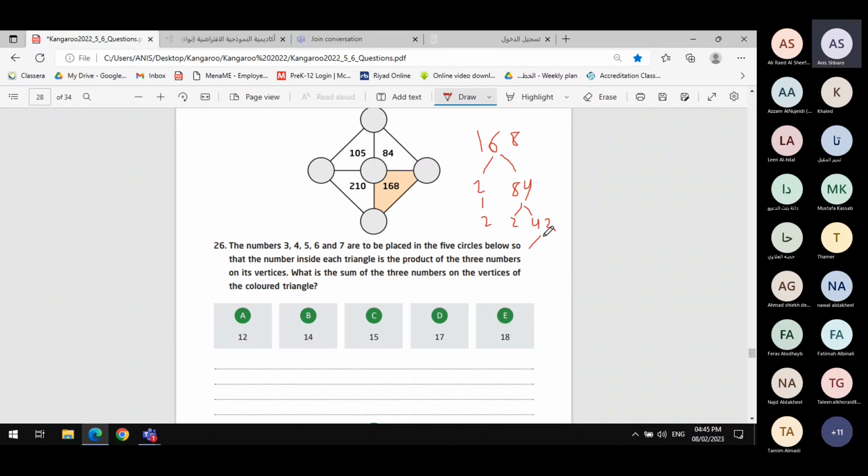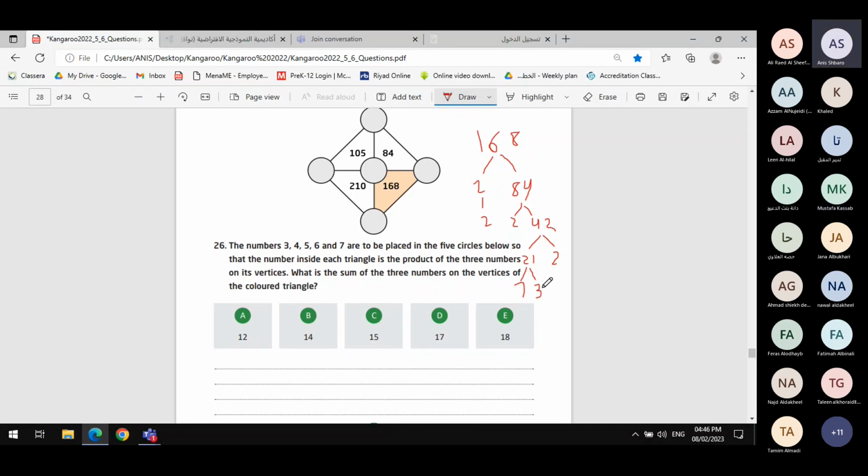21 times 2. Great. The 2 I cannot decompose. 21, can I decompose it? Yes. 7 times 3, not 7 times 2. Of course, 7 times 3, not 7 times 2.